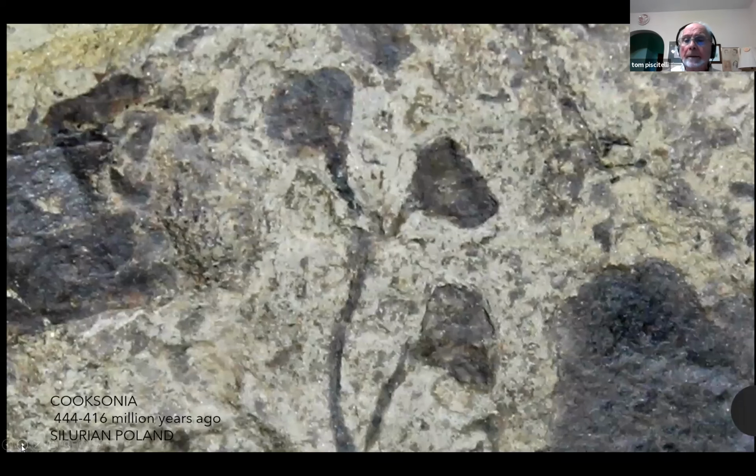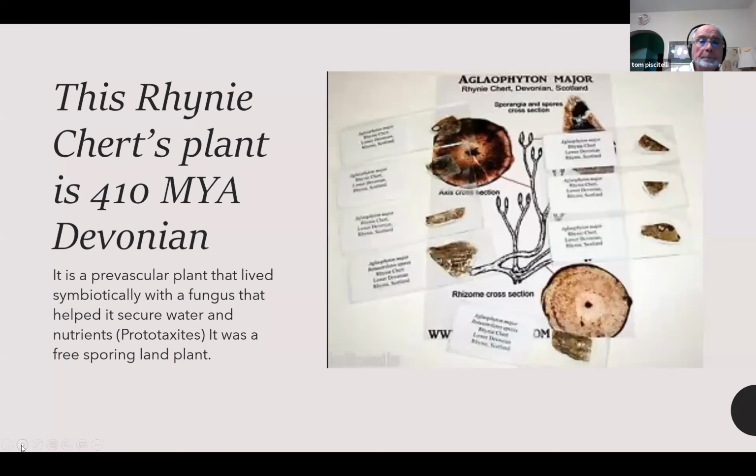During the Silurian, the oldest known vascular land plants were found in Australia. These plants had water-conducting tissues, and they usually had true roots, stems, and leaves. Cooksonia is one of these plants that's very famous for demonstrating this type of new vascular land plant. Next slide, please.